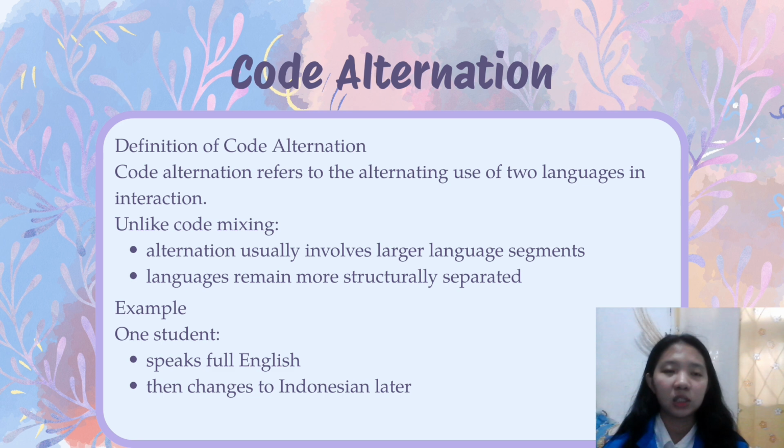Code alternation. Definition of code alternation: code alternation refers to the alternating use of two languages in interaction. Unlike code mixing, alternation usually involves larger language segments, and the languages remain more structurally separated. An example is one student speaks full English and then changes to Indonesian later.